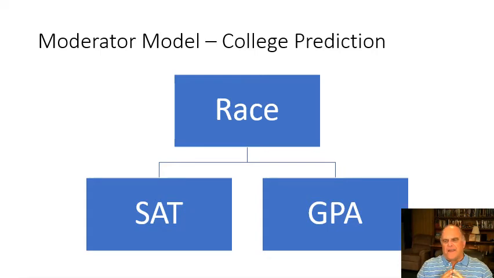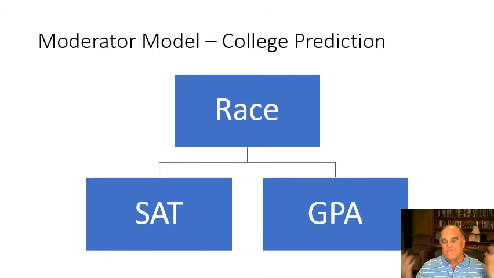Now, I think in office hours last week, someone actually asked if race could be correlated with GPA. And the answer is yes, it could be. In general, it's probably cleaner if moderators are not also correlated with the dependent variable, but certainly moderators can be correlated with the dependent variable.